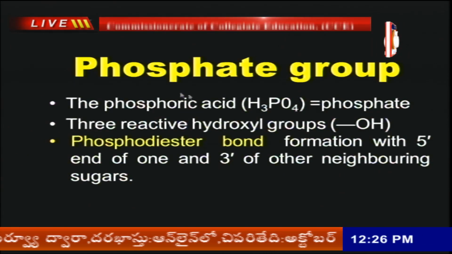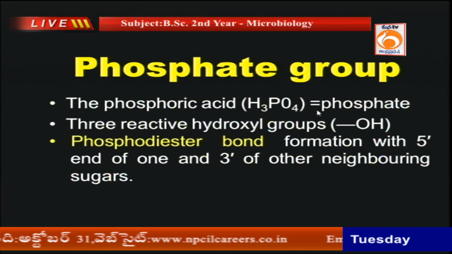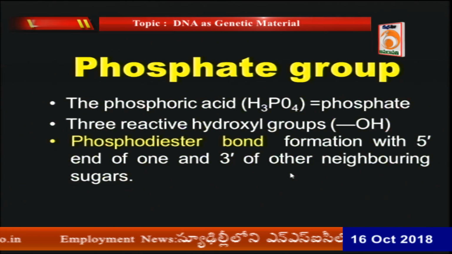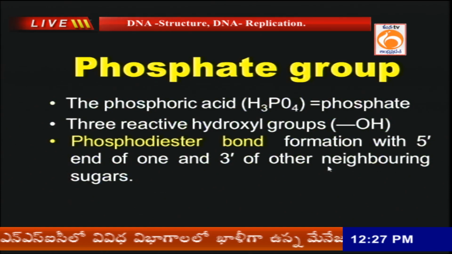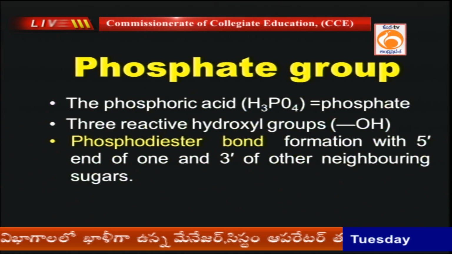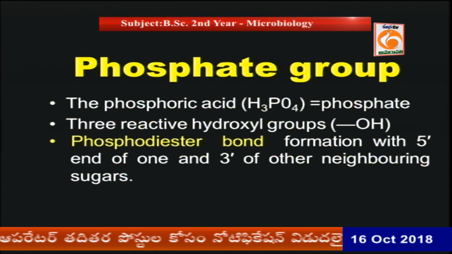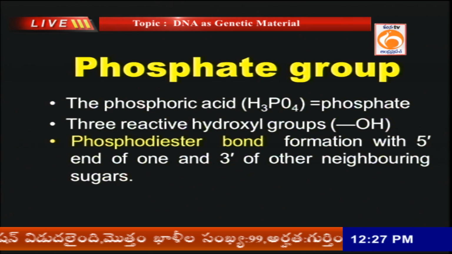There is an inorganic phosphate in DNA structure. It has the formula H3PO4, and it contains 3 reactive hydroxyl groups. 2 of them are involved in the formation of the sugar phosphate backbone in DNA. Why do we know DNA as an acid? The acidic nature of DNA is due to the presence of this phosphate group.